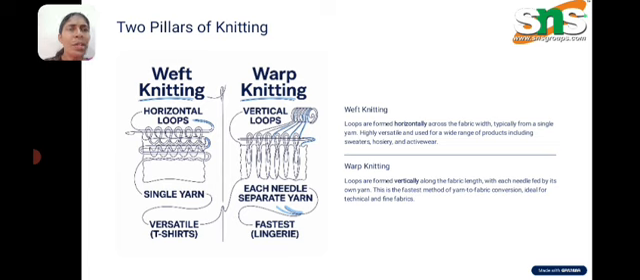Loops are formed horizontally across the fabric, typically from a single yarn. Highly versatile and used for a wide range of products including sweaters, hosiery and activewear. Warp knitting: loops are formed vertically along the fabric length, with each needle fed by its own yarn. This is the fastest method of yarn to fabric conversion. Ideal for technical and fine fabrics.